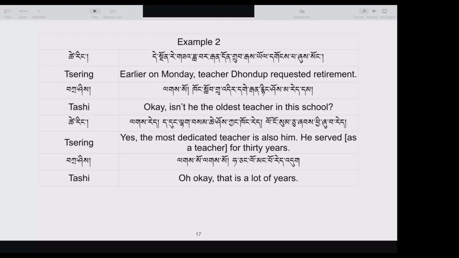The first word means retirement. The next means to apply or to request, to send an application. The next means application. The verb means to request or to take permission for retirement. Earlier on Monday, teacher Tundrup requested retirement.